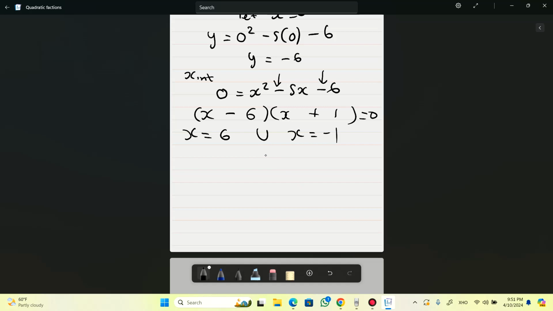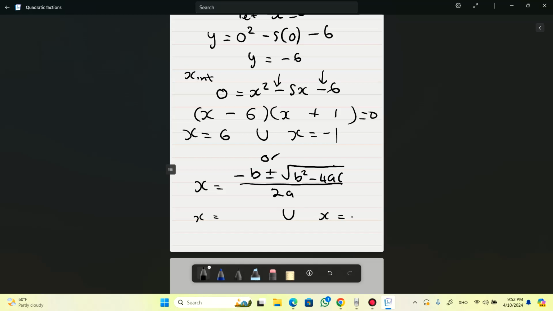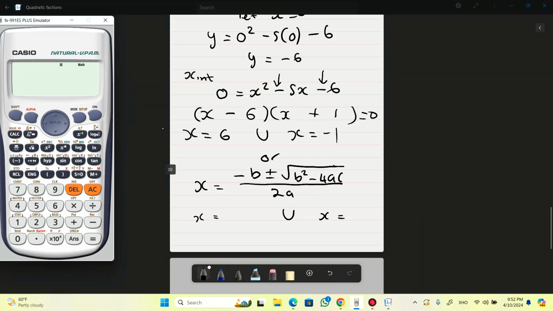So you could also use the quadratic equation. We're going to say x is equal to negative b plus or minus the square root of b squared minus 4ac, all divided by 2a. Make sure that you're dividing everything by 2a, and in the square root you're including everything. So I'll have x is equal to, or x is equal to, right? So let us plug this into our calculator here.